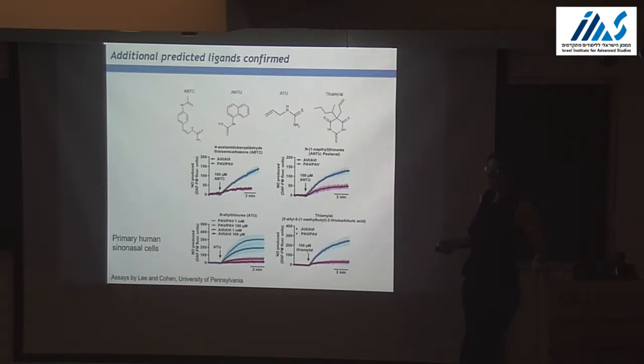And here, indeed, we expect that if this is a primary cell from a human who has the taster version, these molecules would activate. This is, again, NO release. And if it's non-taster, it would not react. And this is exactly what happened for all of these molecules.